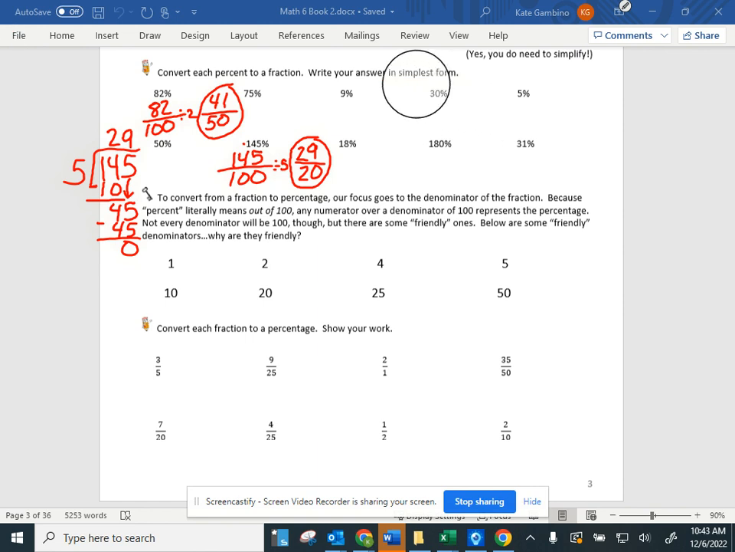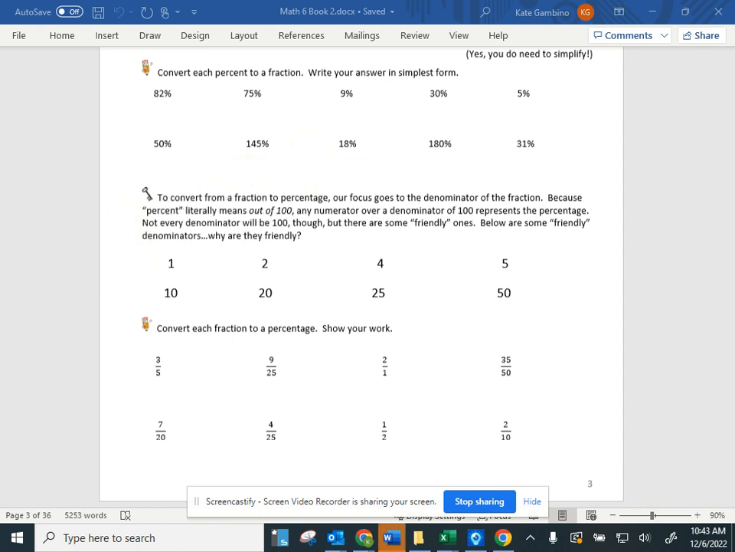All right, so let's look at our next section. To convert from a fraction to a percentage, our focus goes to the denominator of the fraction, because percent literally means out of 100. Any numerator over a denominator of 100 represents the percentage. Remember, 100 is our magic number. If we're given a fraction and we want to know what percent it is, we want to get 100 as our denominator. These are our friendly denominators.